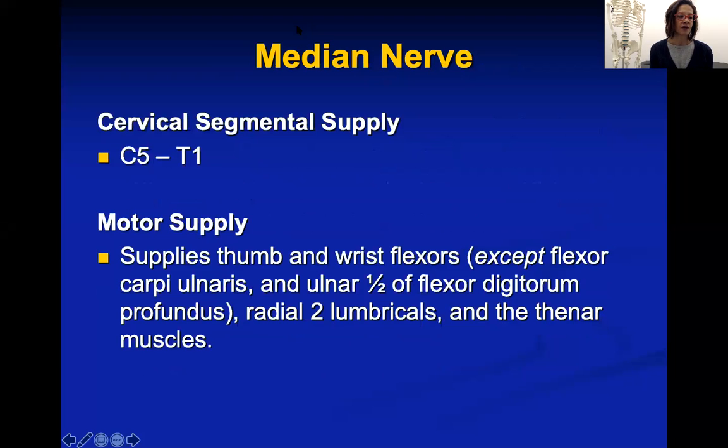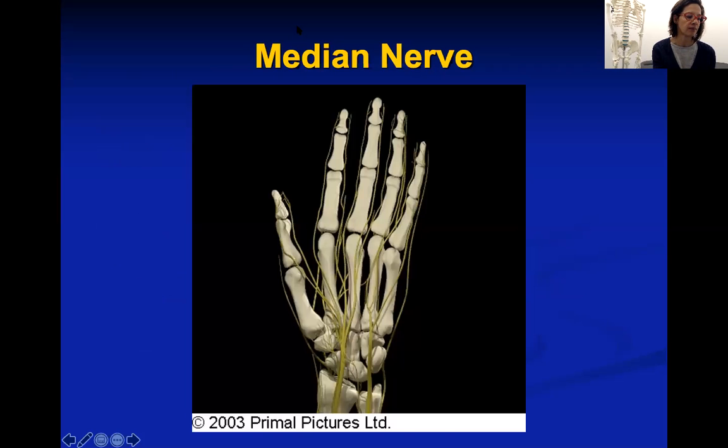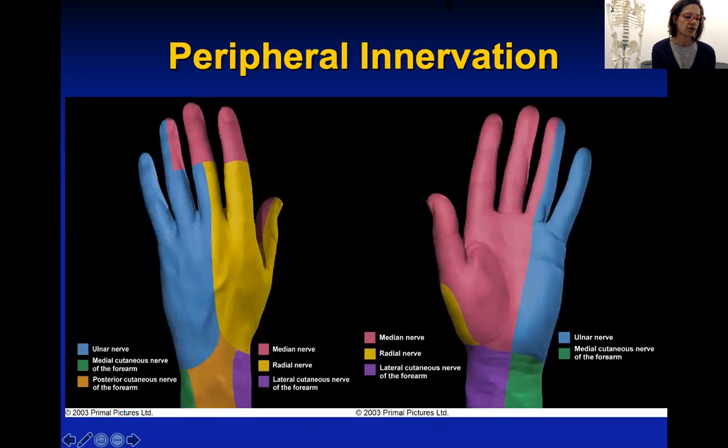So the median nerve, its cervical segmental supply is C5 to T1, and the motor supply, it supplies the thumb and wrist flexors, except for the flexor carpi ulnaris and the ulnar half of the flexor digitorum profundus. So basically, the median nerve supplies the radial side of the hand, and this would also include the radial two lumbricals and the thenar muscles. So this would be where the skin innervation for the median nerve would be.